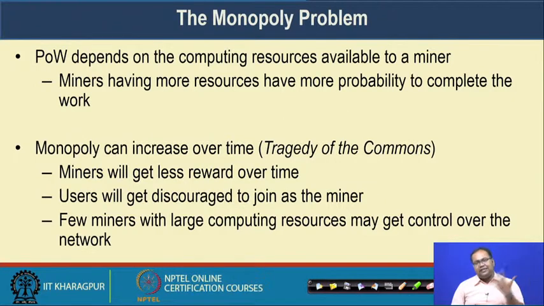And there is a theory called the tragedy of the commons, which is from the economic perspective. It says that such kind of monopoly can increase over time. So, why can such kind of monopoly increase over time? If you remember the rewarding system, whenever a miner mines a new block, they get a certain reward. But to limit the total amount of Bitcoin influx in the economic system, we make a restriction on the total number of Bitcoin that can be generated out of the mining procedure.